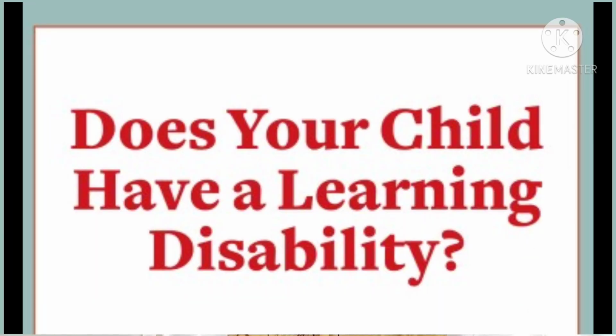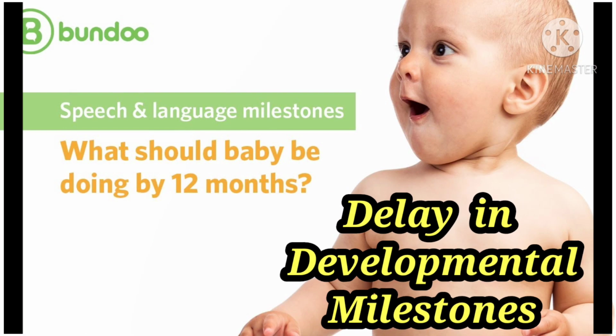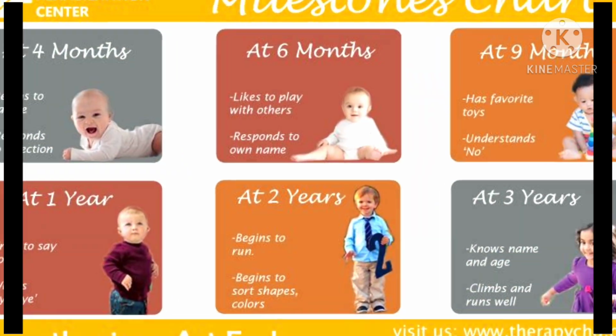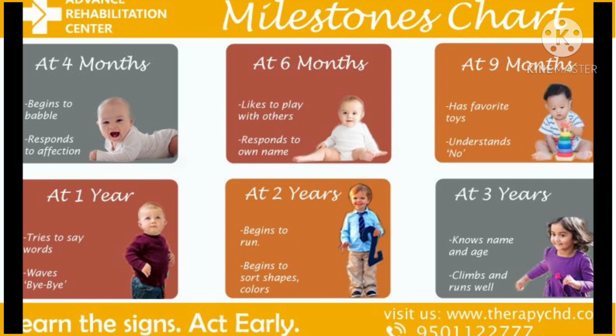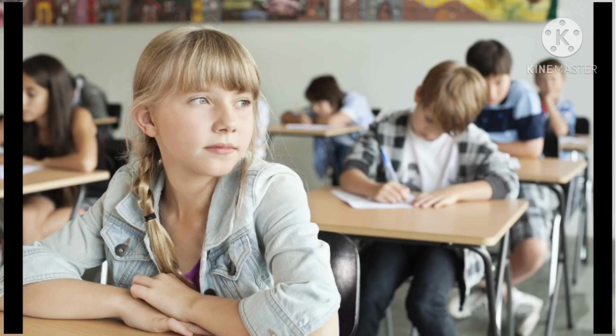Now let's see how learning disability can be diagnosed or identified. In case there is a delay in the developmental milestones of your child, that could be one warning signal. For this, you can collect the milestone chart from your pediatrician and cross-check it. Mostly, learning disability is identified during school age when the child starts to read, write or do maths.